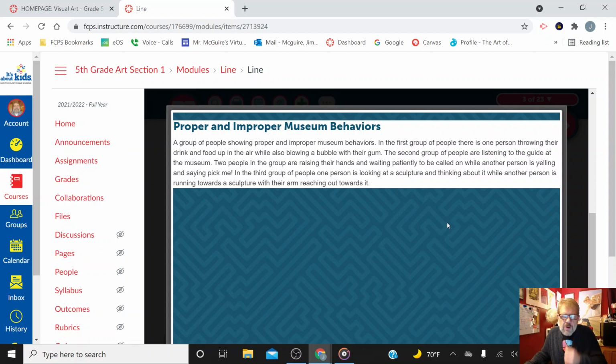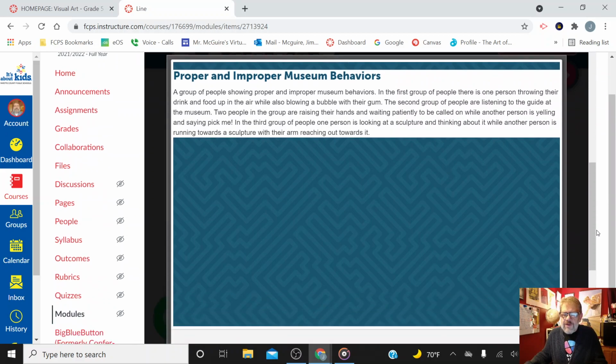A group of people showing proper and improper museum behaviors. In the first group of people, there's one person throwing their drink and food up in the air while blowing a bubble with their gum. Second group of people are listening to the guide at the museum. Two of the people are raising their hands and waiting patiently, while the other person is yelling, "Pick me!" In that third group, we saw one person looking at the sculpture and thinking about it, while the other person is just running towards the sculpture, arm out, ready for disaster. It was not going to end well.